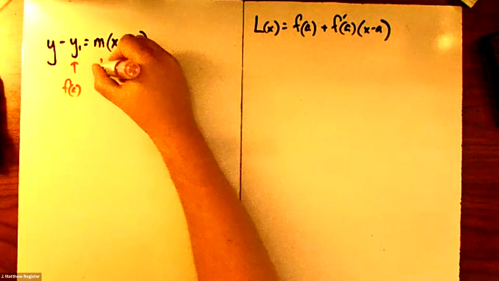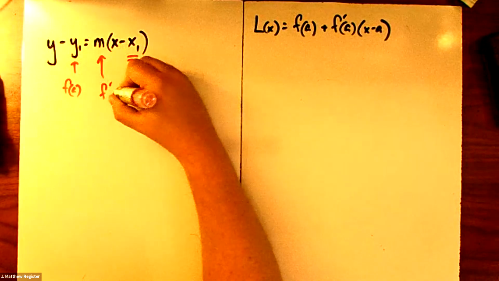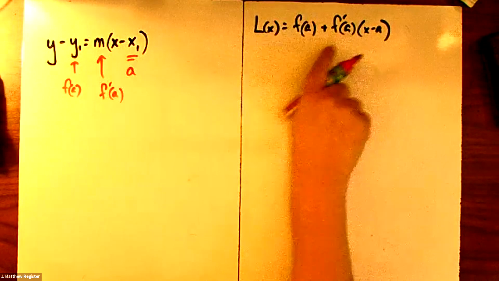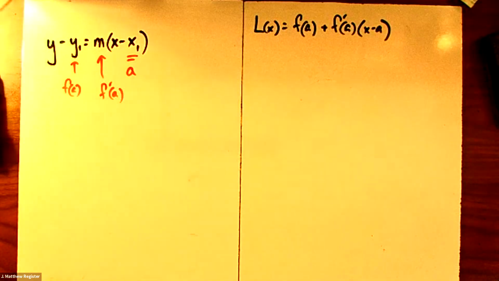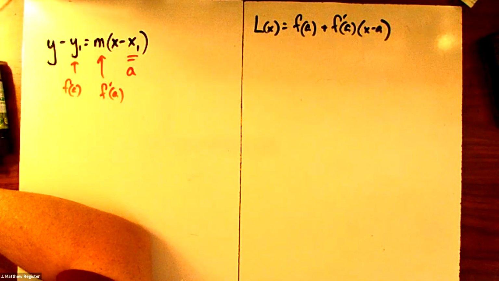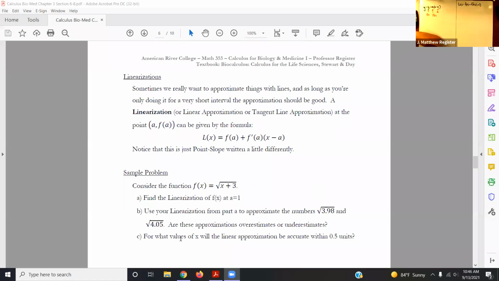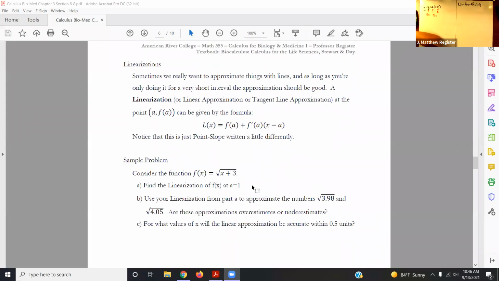And then this slope, well, we have the language of derivatives now. That would just be f prime of a. So this formula and this formula are exactly the same. When we're talking about linearizations, we're just talking about the equation of the tangent line. And this gives the type of problem you might expect to see. Consider the function f of x equals the square root of x plus 3. Let's actually work through this one.